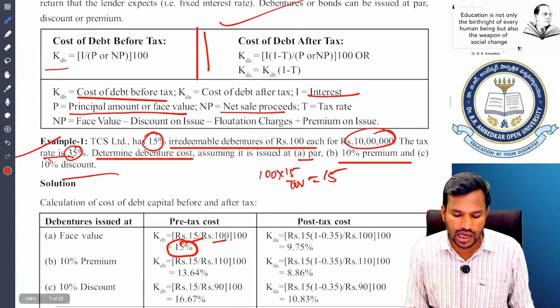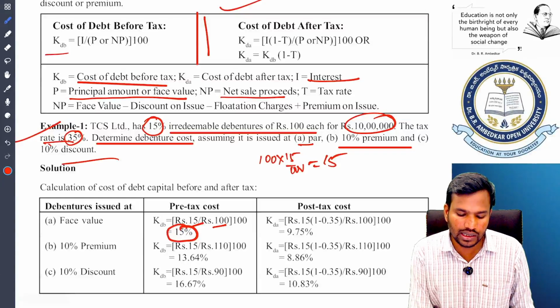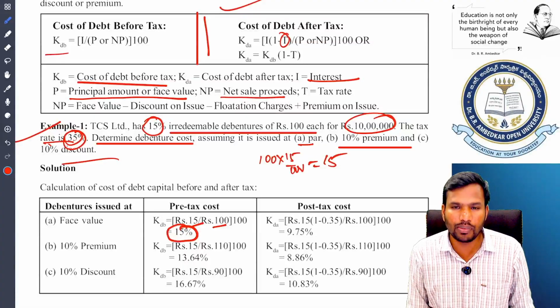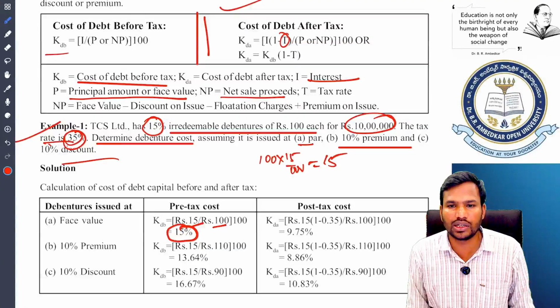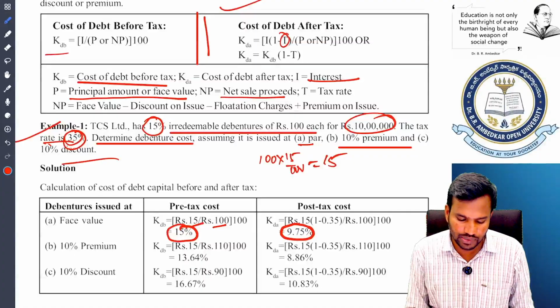Then coming to the after tax formula: KDA, cost of debt after tax, is equal to I into 1 minus T. T means tax. How much tax rate is given? 35% is given, means 0.35 we need to take. 15 into 1 minus 0.35 divided by 100, net proceeds 100, into 100, means 9.75% will become.